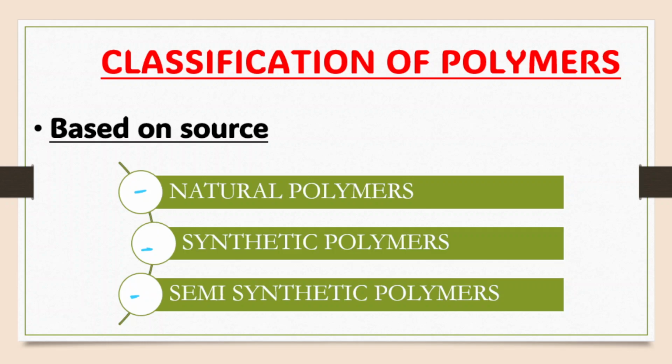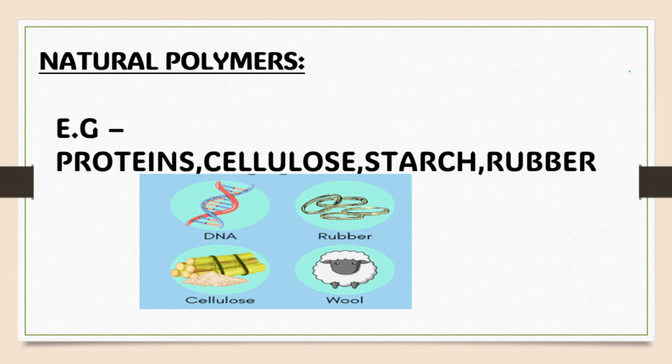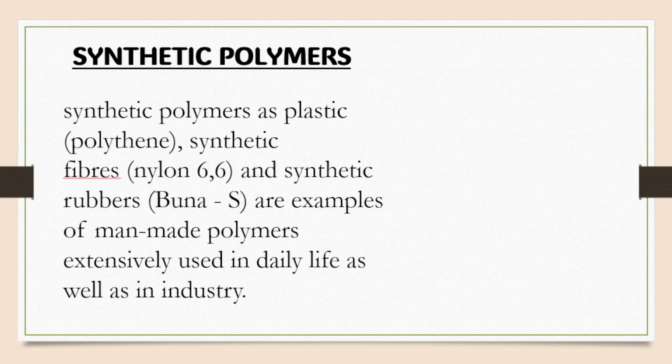What are natural polymers? Natural polymers are found in nature. They are obtained from natural surroundings. For example, protein is found in the human body as well as the plant body, and cellulose is found in the cell wall of plants, along with starch and rubber. These are all polymers found in nature. So, man has no role in the production of these polymers. They are naturally found in nature. These are natural polymers.